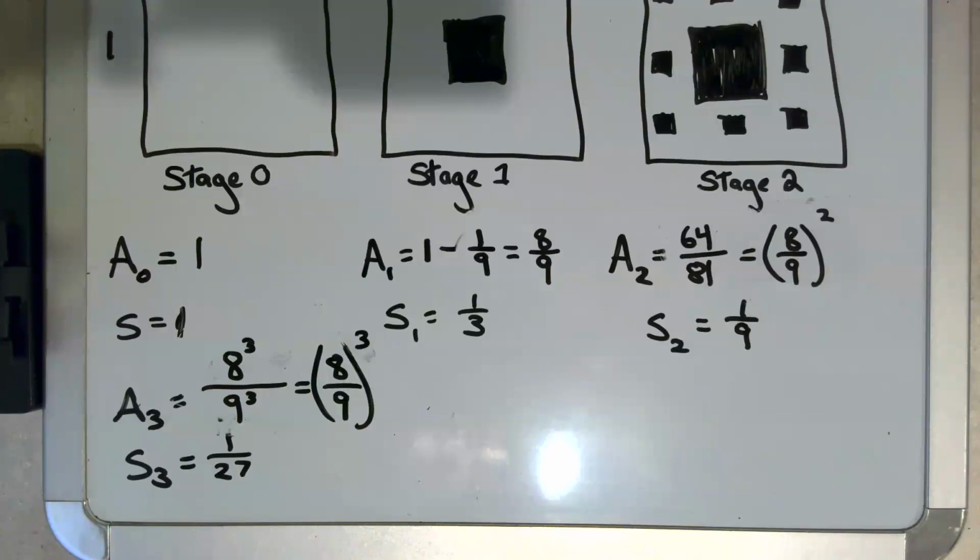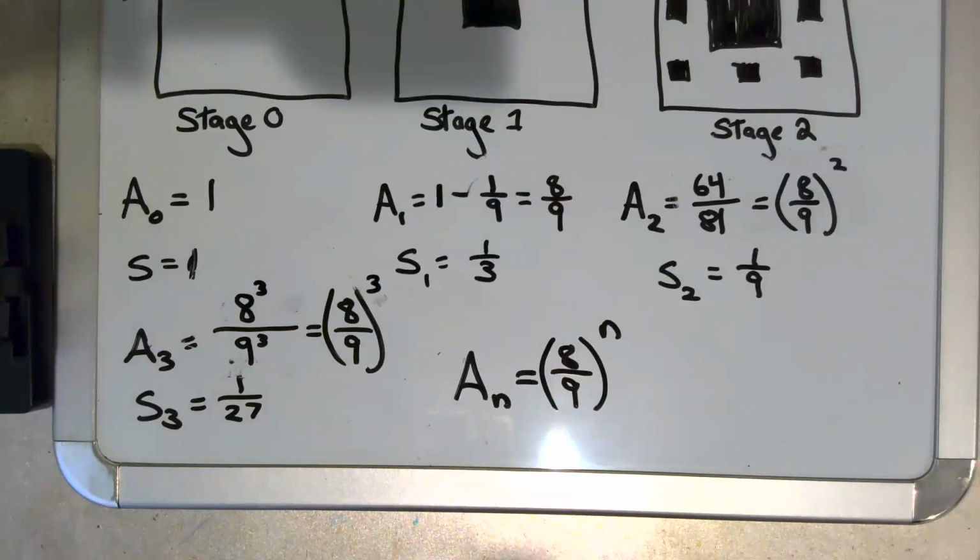And so you can see that we could do that out each time, and we would wind up that at the stage we were at, the amount of area that remained would be 8/9 to the whatever number stage we're at. So our final formula for this particular problem is, the area at stage n is 8/9 raised to the n. And if you want to see how this maps onto the geometric sequence formula, let's take a look at that.